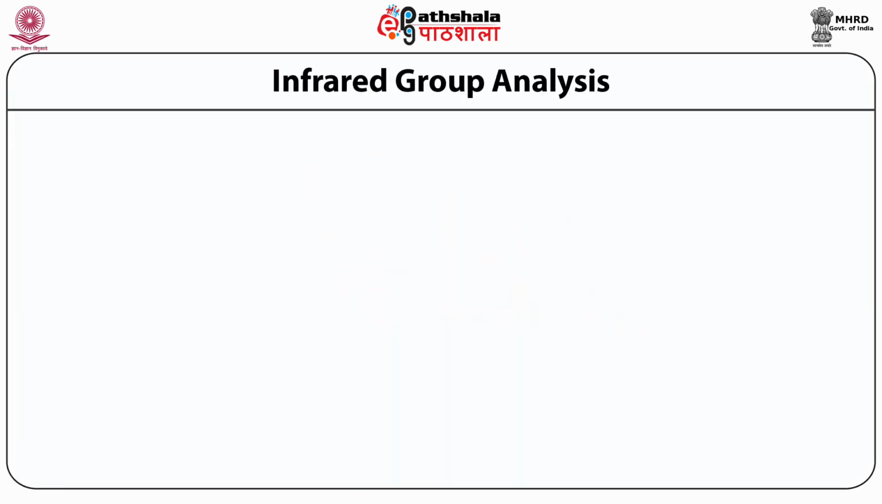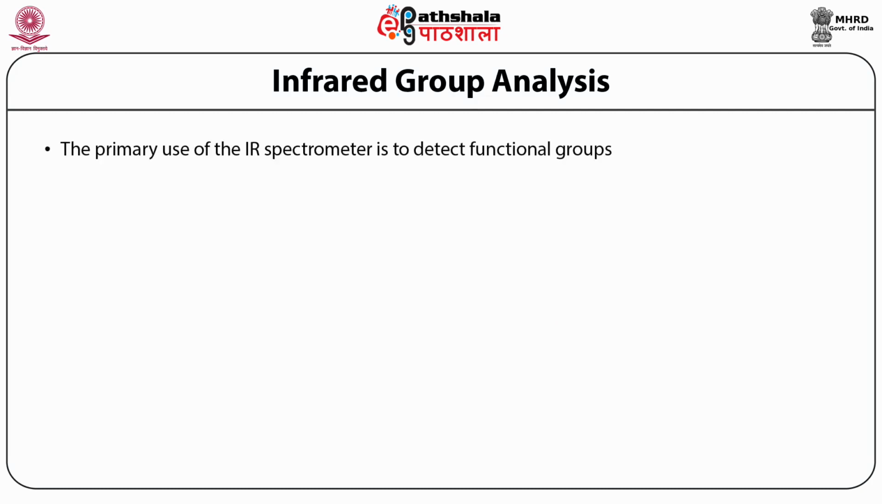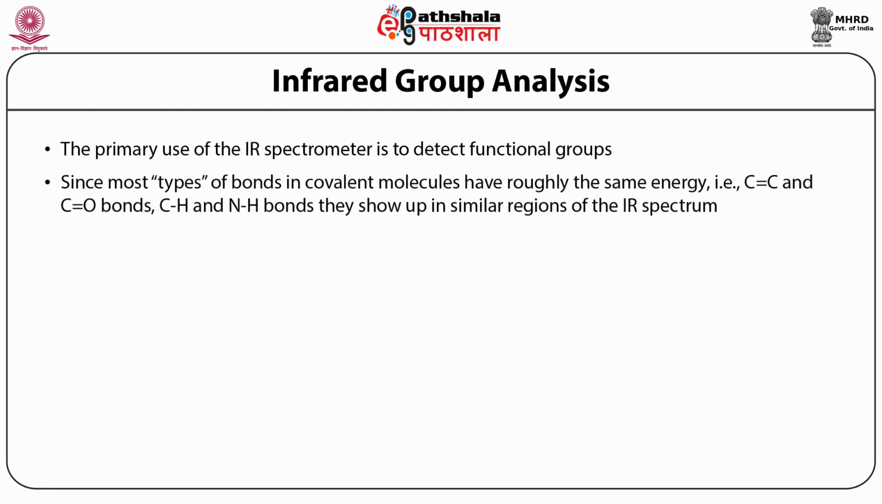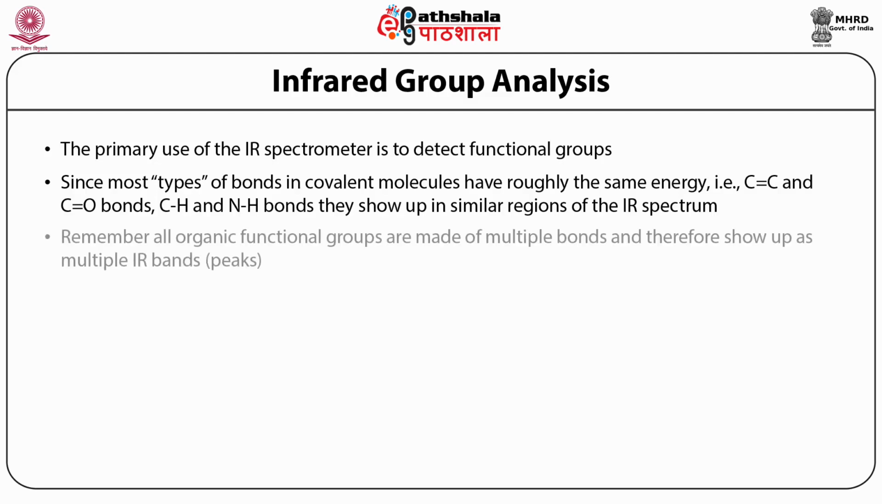We discuss how we analyze IR spectra and how you gain information from an IR spectrum. These are the fundamental points to be remembered: the primary use of an IR spectrometer is to detect functional groups. Since most types of bonds in covalent molecules have roughly the same energy, that is the C=C double bond, C=O double bond, C-H single bond, and N-H single bond, they show up in similar regions of the IR spectrum. Remember, all organic functional groups are made of multiple bonds and therefore show up as multiple IR bands.